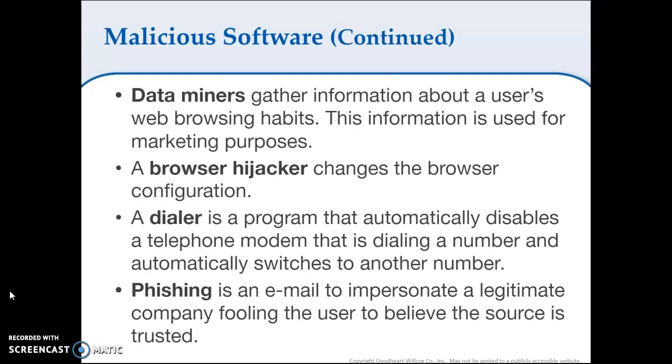Data miners, browser hijackers, dialers, and phishing are also threats. Data miners gather information about a user's web browsing habits. This information is used for marketing purposes. A browser hijacker changes the browser configuration. A dialer is a program that automatically disables a telephone modem that is dialing a number and automatically switches it to another number.